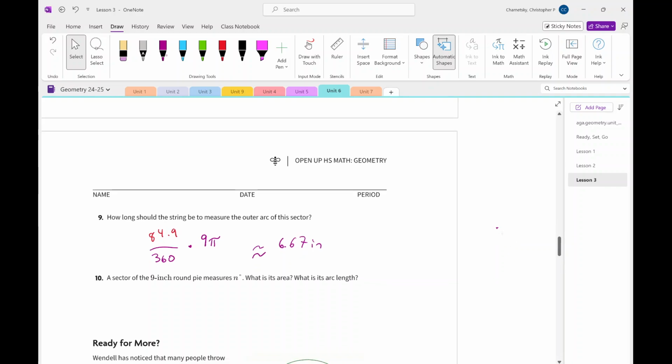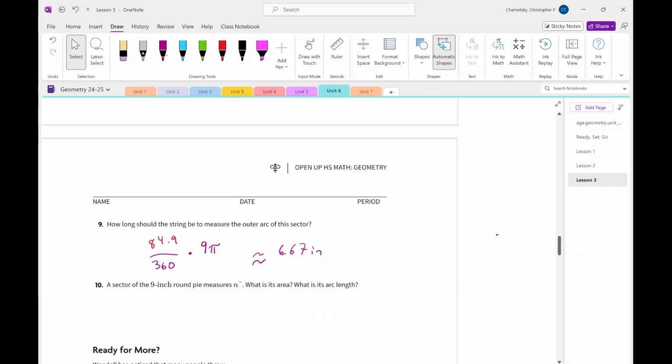Number 10 is just more of a general question. What if we didn't know what the angle is? We just want a general formula to find an area of a slice or sector out of the 9-inch pie, and what is the arc length. So if we were just cutting different angles and we just wanted to have the same formula but just plug in a number for the angle, what would that be? Well, we know that to get that fraction, it's always n out of 360.